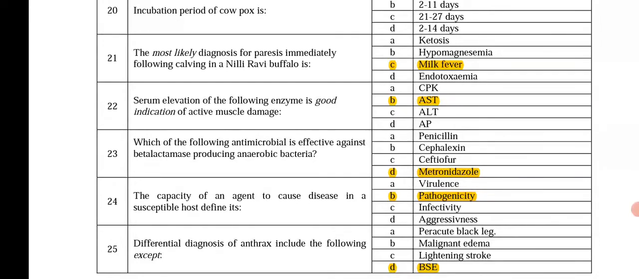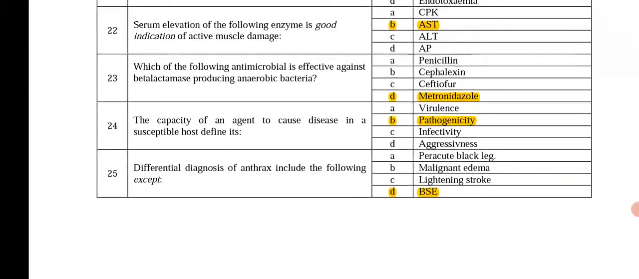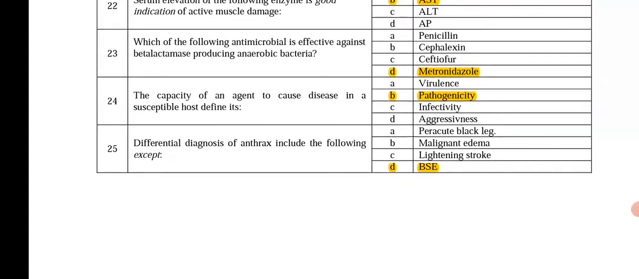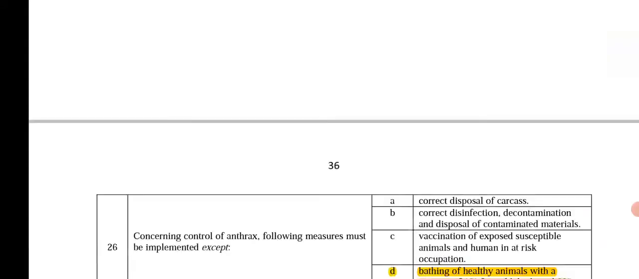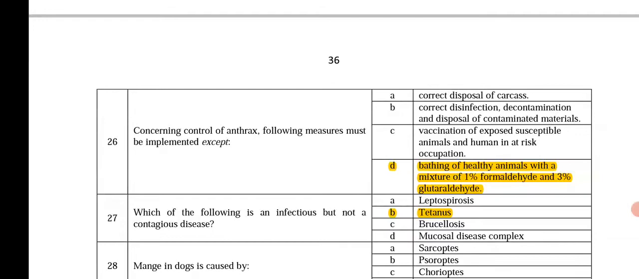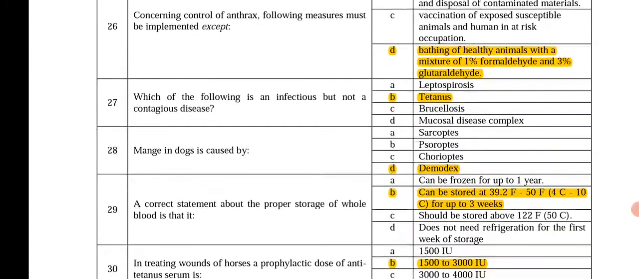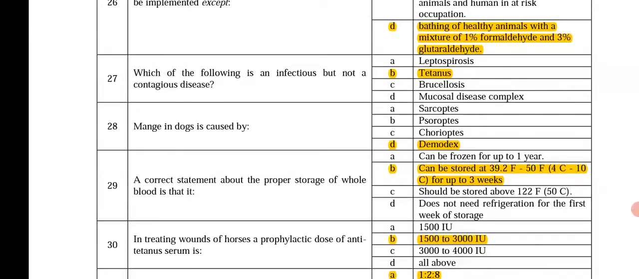The capacity of an agent to cause disease in a susceptible host defines its pathogenicity. Differential diagnoses of anthrax include the following except bovine spongiform encephalopathy. Concerning control of anthrax, the following measures must be implemented except bathing of healthy animals with a mixture of 1% formaldehyde and 3% glutaraldehyde. Which of the following is an infectious agent but not a contagious agent? Tetanus. Mange in dogs is caused by Demodex.